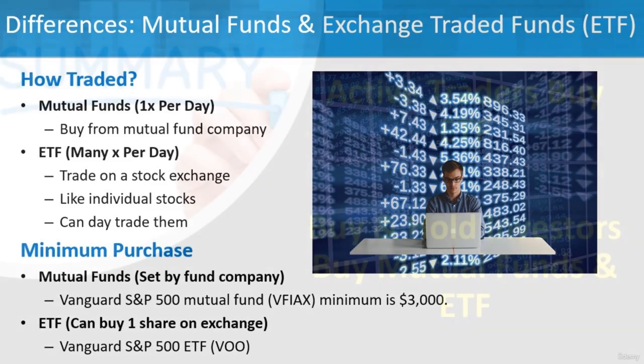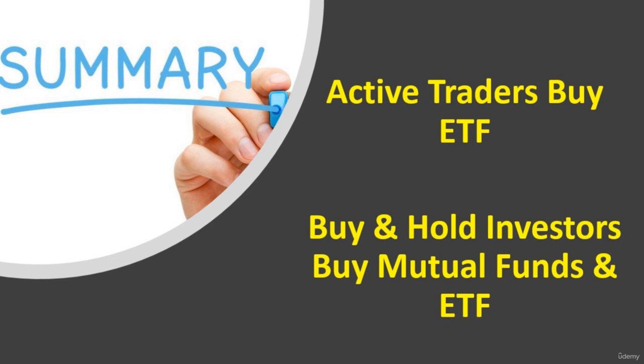So in summary, if you're an active trader, you don't want minimums, you want to be able to trade it, maybe you want to day trade something, then ETFs are for you. Then you really want to focus on ETFs. If you're more of a buy and hold investor, or might buy a mutual fund and hold it for a long period of time, particularly look at those expense ratios too, if you're going to hold something for a long period of time, then you could buy mutual funds or ETFs. You could buy either one.